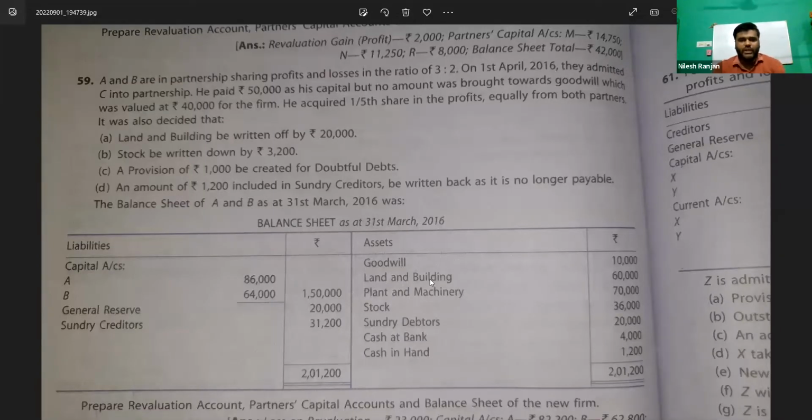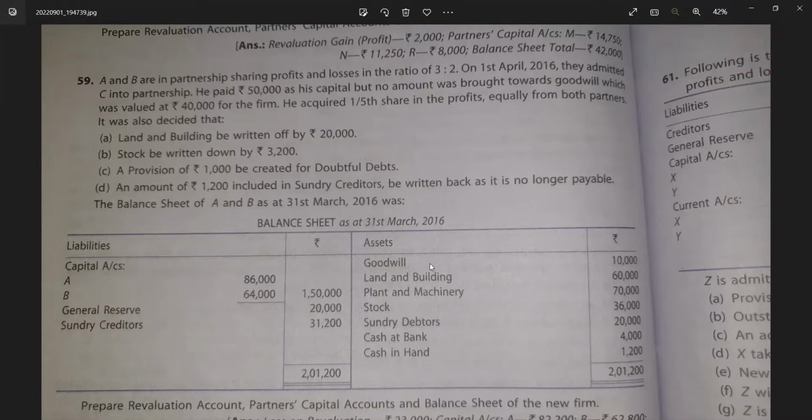Now there is no other confusing part. We have to distribute this general reserve also, because at the time of reconstitution we have to distribute all the past profit given in the question, and we have to write off this goodwill. Can you tell me in which ratio goodwill will be written off? Sir, old ratio? Yes, goodwill appearing in the books will be written off in old ratio between old partners.